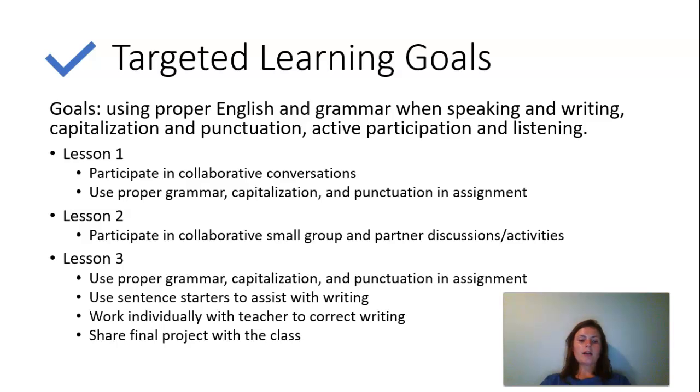And then in lesson 3, he needs to use proper grammar, capitalization, and punctuation in his animal creation. I will provide sentence starters to assist him with his writing, and then I'll also work individually with students to help correct their writing. And then he will have another opportunity to speak and share his final project with the class.